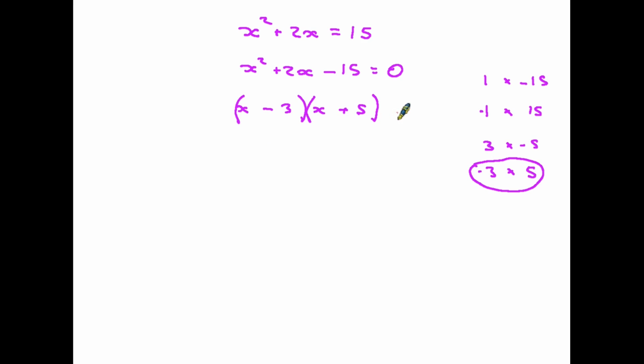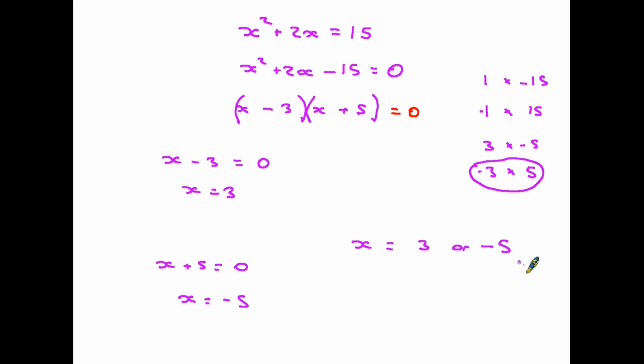Let's go back then to our brackets, and don't forget we have equals 0 on the end. So using the same logic, if this bracket multiplied by this bracket equals 0, then one of those brackets must be valued at 0. So either x minus 3 is 0 or x plus 5 is 0. Let's look at the two examples. If x minus 3 is 0, then x would be equal to 3. If x plus 5 is 0, then x would be equal to minus 5. Therefore, the solutions to this quadratic is x is equal to 3 or minus 5.